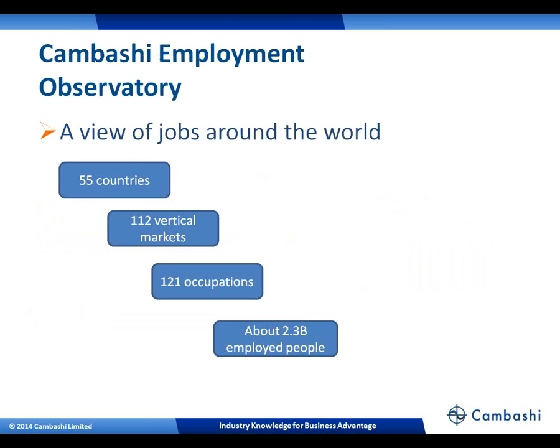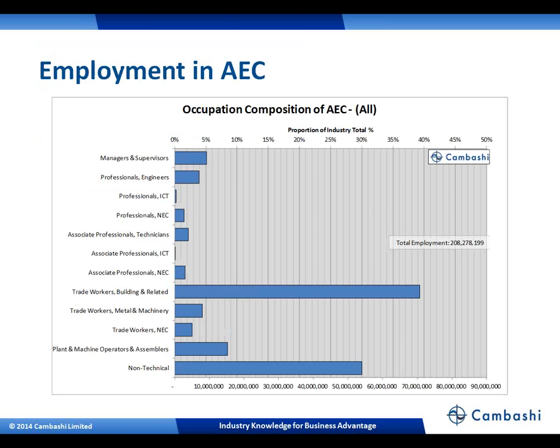Good, thanks. So I'm going to use the Cambashi Employment Observatory. This provides employment data using the same 112 vertical market sectors that we looked at before, and it covers 121 occupations in 55 countries in these sectors. So that's about 2.3 billion employed people. I can pick out the same 13 verticals so that I'm looking at the same AEC sector as before. Total employment, as you can see, is over 208 million.